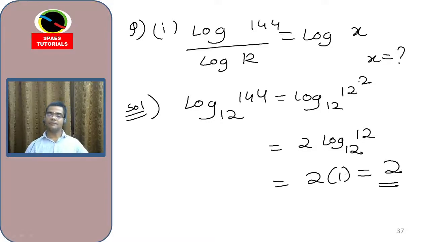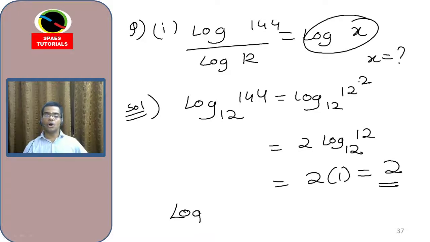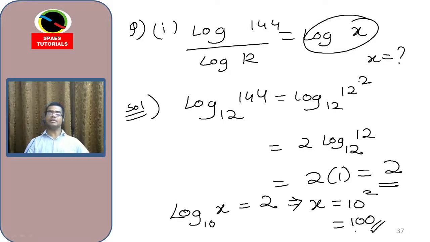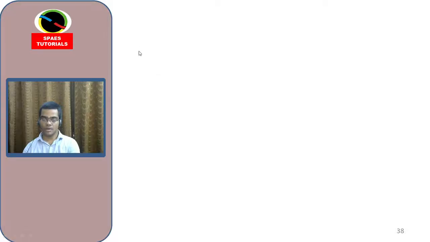Is that clear? So now we got log x is equal to 2. But I told you one thing, that when nothing is given, the base is going to be 10. So that implies x is equal to 10 power 2. Answer is going to become 100. Is that clear, dear students? We'll go to the next question.